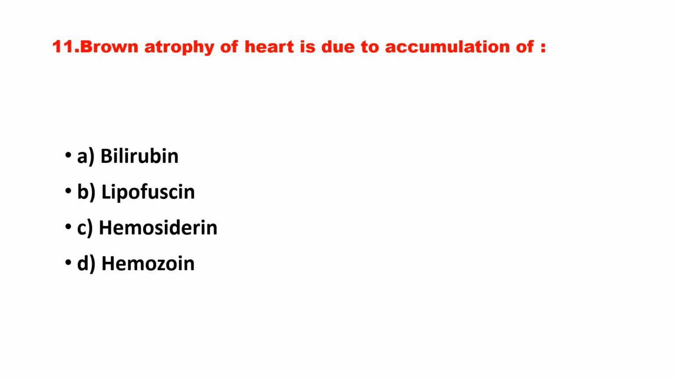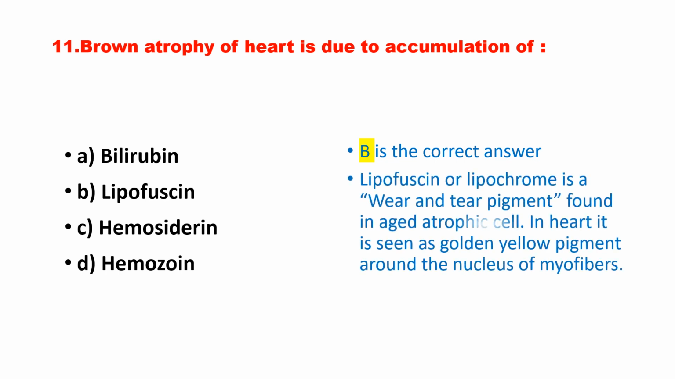Brown atrophy of heart is due to accumulation of bilirubin, lipofuscin, hemosiderin, hemozoin. B, that is lipofuscin, is the correct answer. Lipofuscin or lipochrome is a wear and tear pigment found in aged atrophic cells. In heart, it is seen as golden yellow pigmented granules around the nucleus of myofibers.